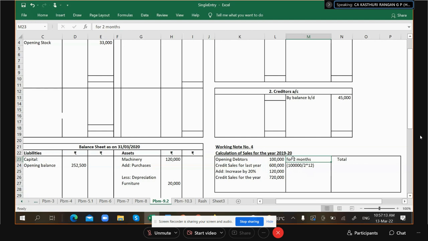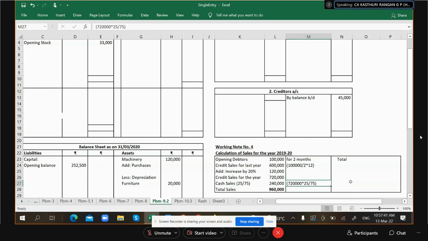So if 1 lakh is equal to 2 months sales, 12 months sales will be 6 lakh last year credit sales. Add 20%. It will become 7 lakh 20,000. So the credit sale for this year will be 7 lakh 20,000. If credit sales is 7 lakh 20, what will be the cash sales for this year? It will be 2 lakh 40. Therefore, the total sales for the year is 9 lakh 60.